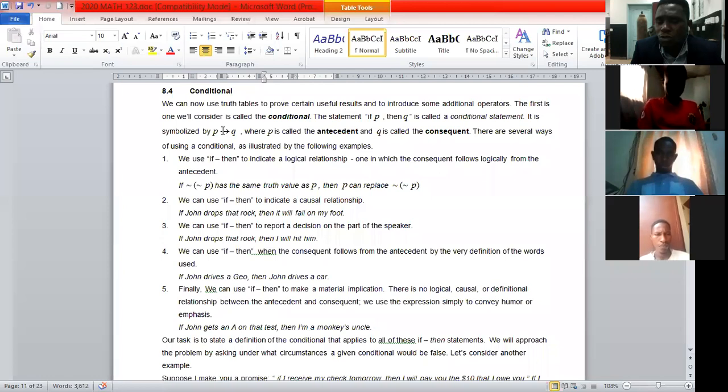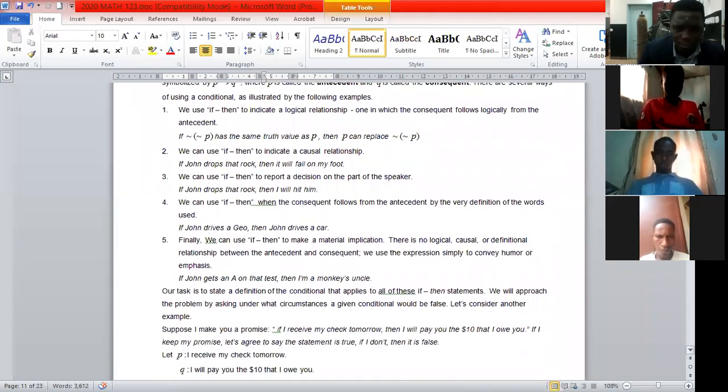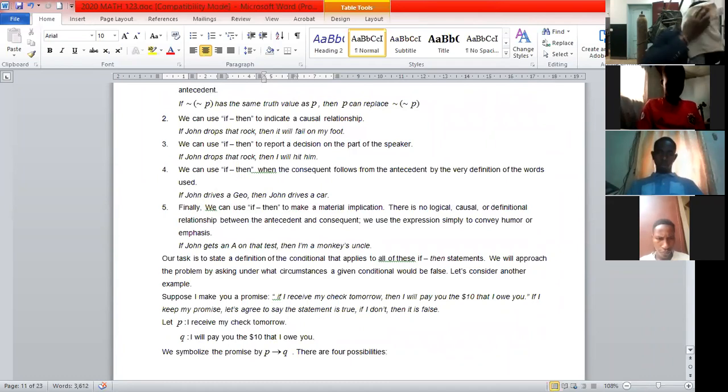And finally, we can use if-then to make a material implication. If John gets an A on that test, then I am a monkey's uncle. Can you imagine? So that is it. So these are always, again, ways you can link material statements. Now, so we have these ones. Now look at these ones.